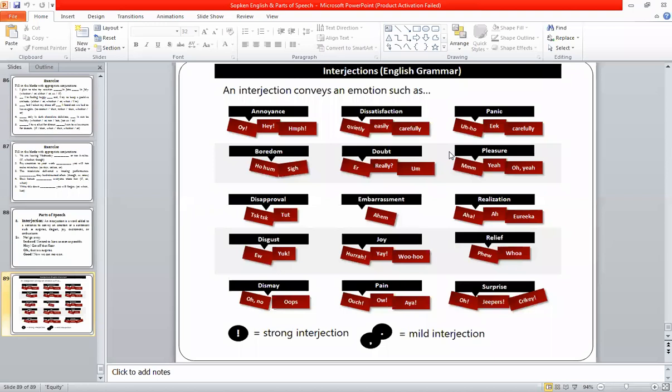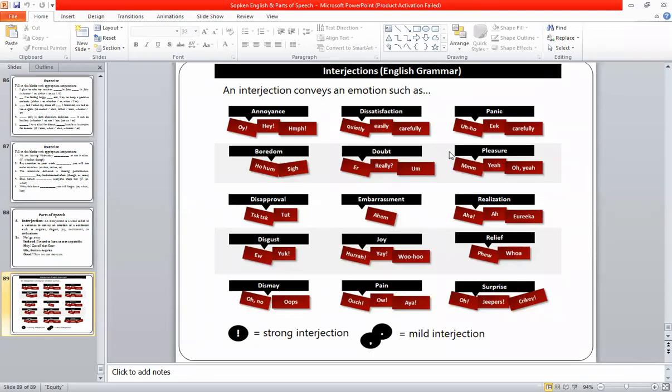Then second is dissatisfaction. So when we want to show dissatisfaction, or we are not satisfied with anything, then we generally use these. Quietly, easily, carefully, these we use to show this feeling, dissatisfaction.